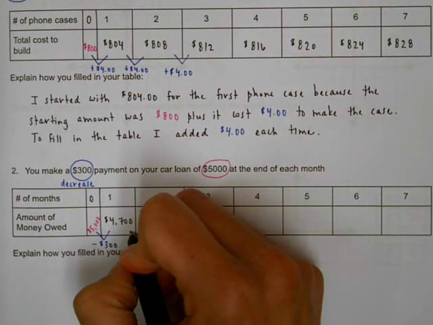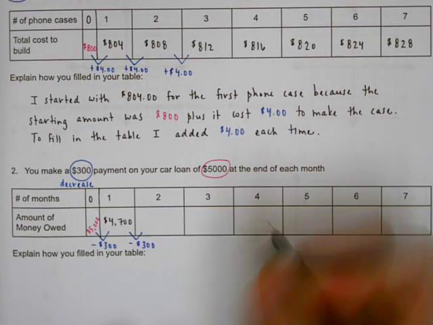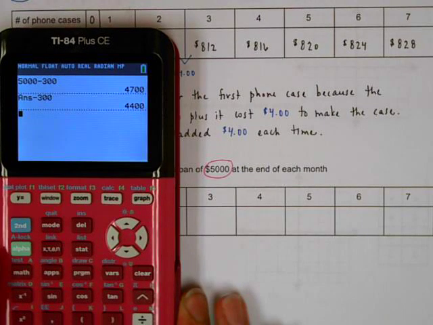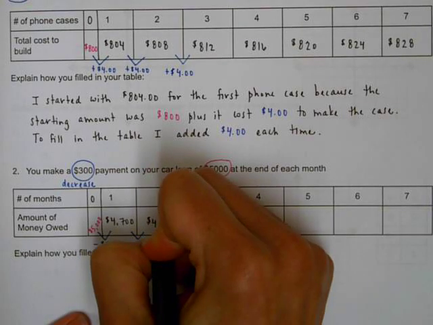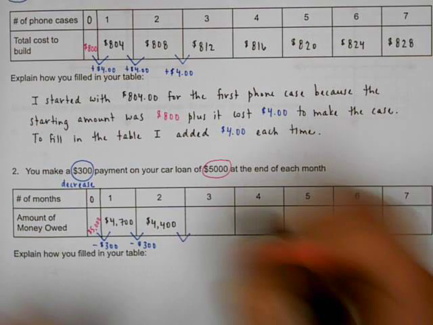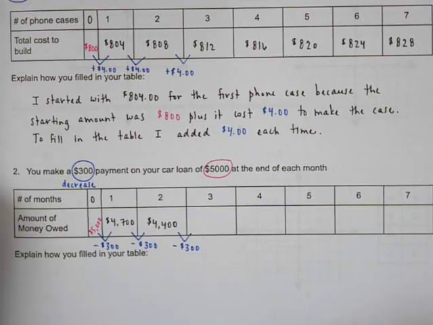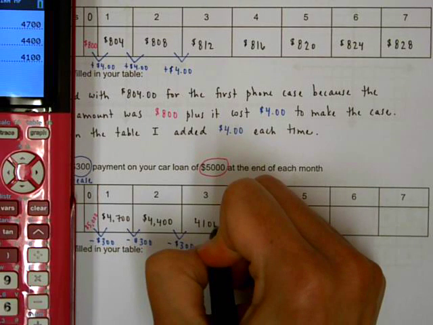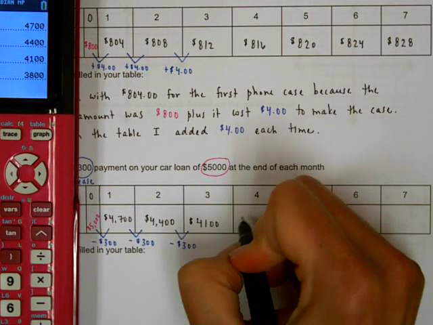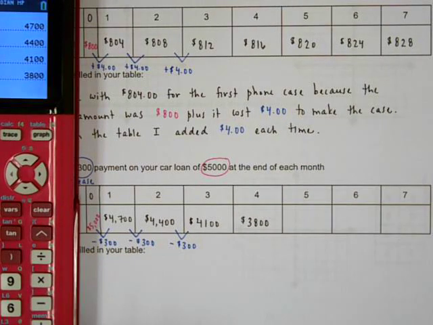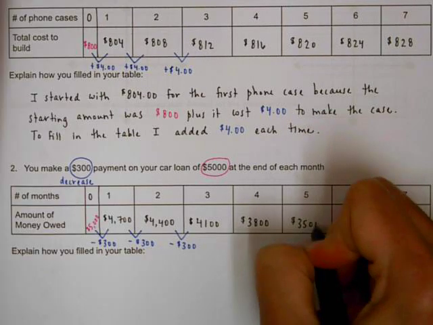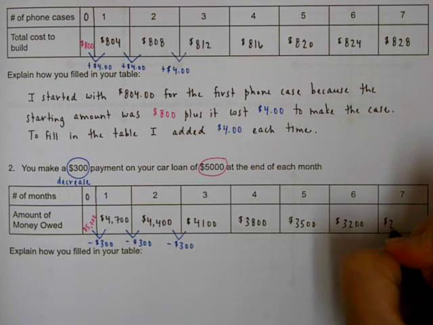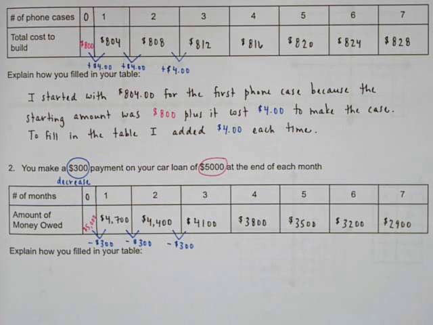And then again, I know the next month I make another payment. So the amount I owe is going down by $300. That amount I owe is decreasing. If I subtract 300, now I owe $4,400. And I can keep that pattern up all the way along this table. I'm decreasing it by $300 each time. So we'll go ahead and fill those in. Okay, we're going to keep subtracting 300. And we get 2,900. Again, using that calculator to make sure we don't make any calculation errors.